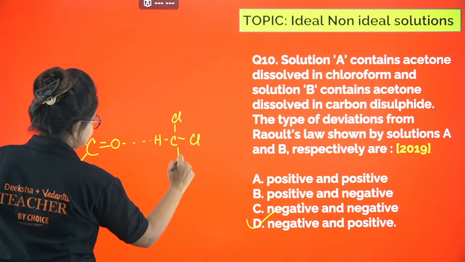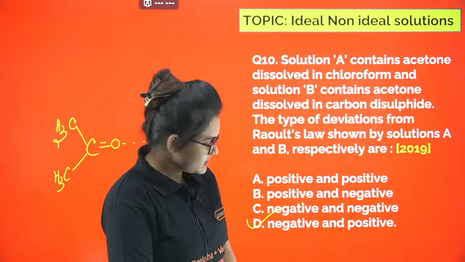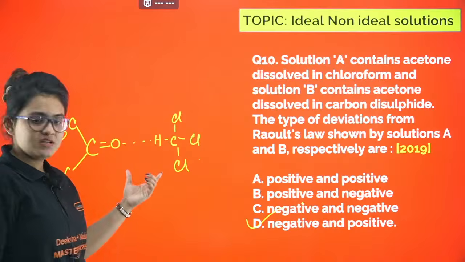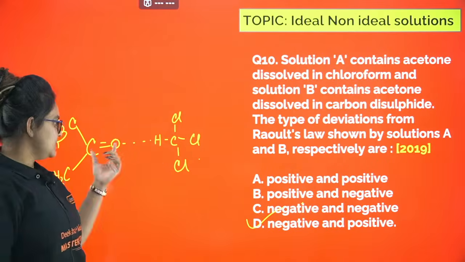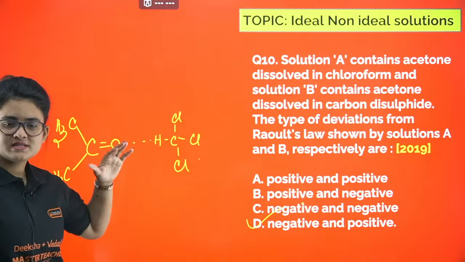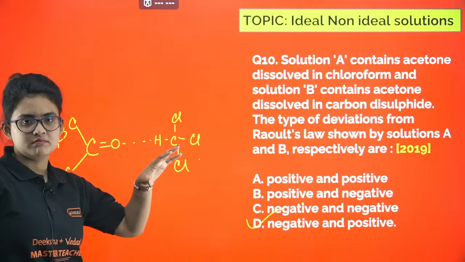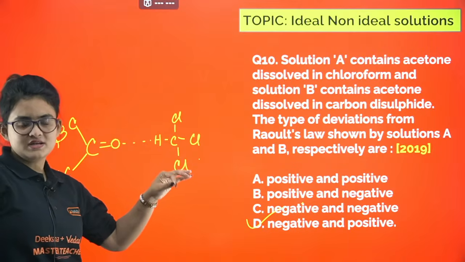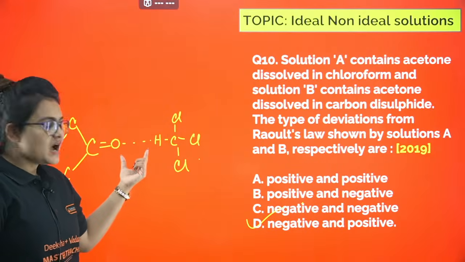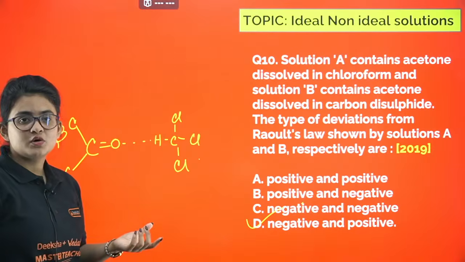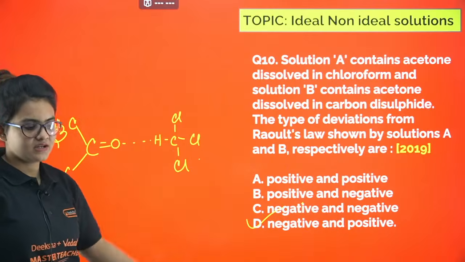Okay, so this interaction is more prominent. AB interaction is more than that of the individual interaction. If you just see, acetone molecule is having a dipole-dipole interaction. Chloroform is not having that type of interaction in between them. So AA and BB interaction is individually very weak, but whenever you are mixing them, they make intermolecular hydrogen bonding. So AB interaction is more than that of the AA and BB interaction, right?